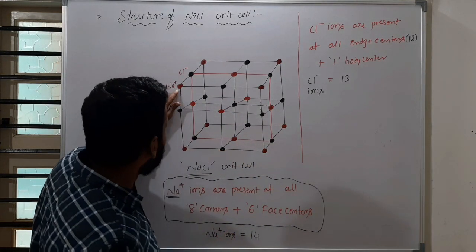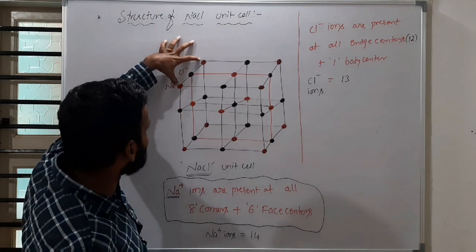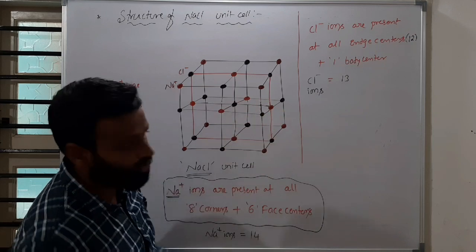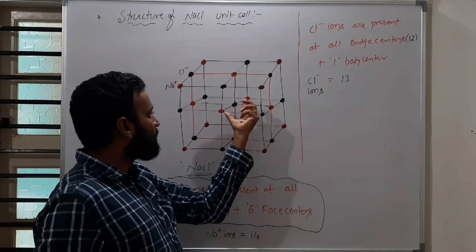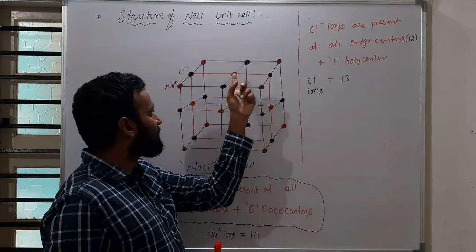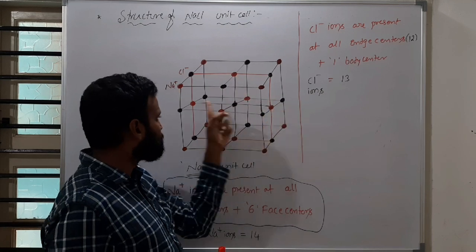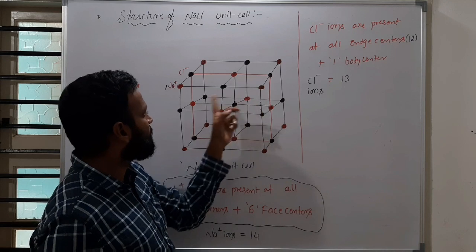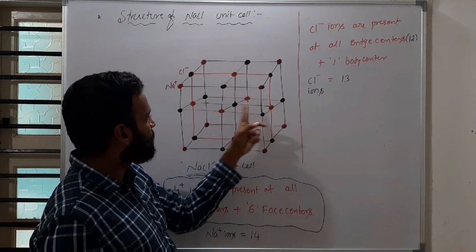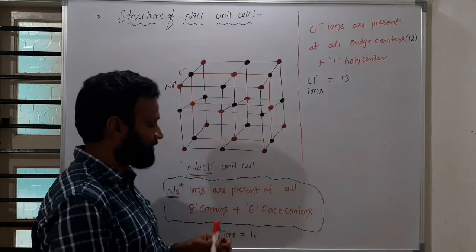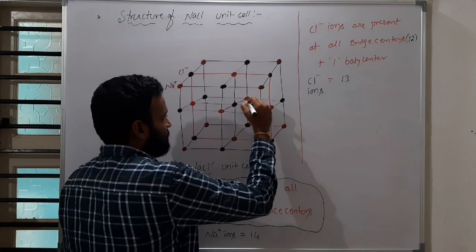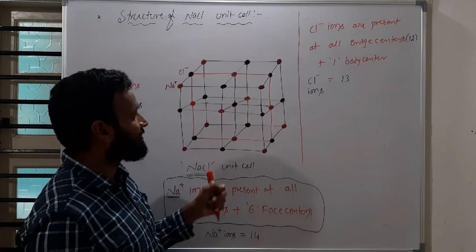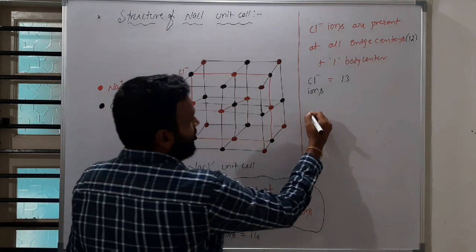So the Na plus ion is present at all corners here. These 4 corners, and these 2 corners, and these 2 corners: 8 corners. And face centers, how many? 1, 2, 3, 4, 5 and 6. You have 6 face centers like that. Getting what I am saying? So this is the NaCl crystal lattice.